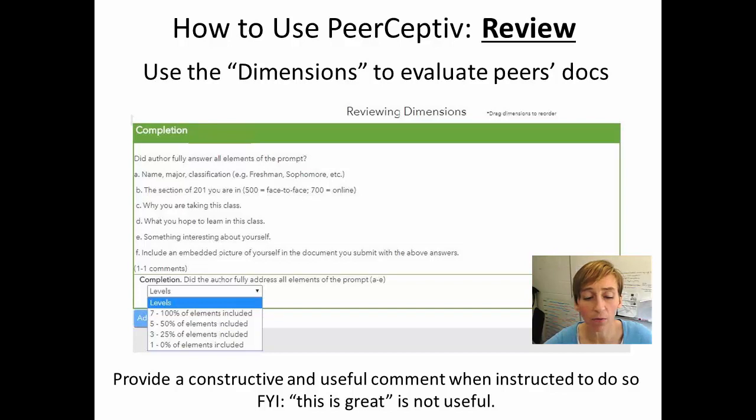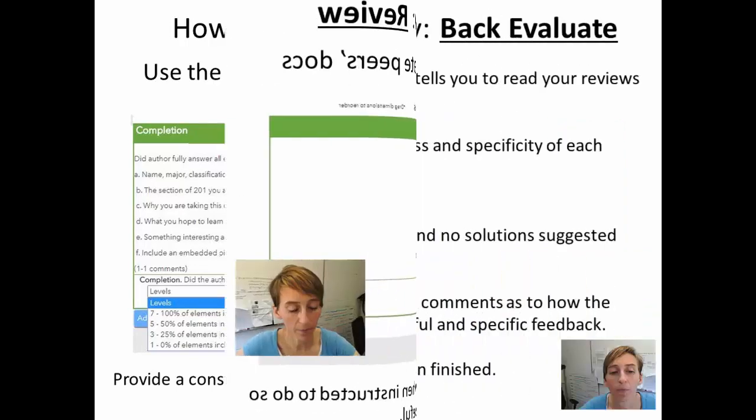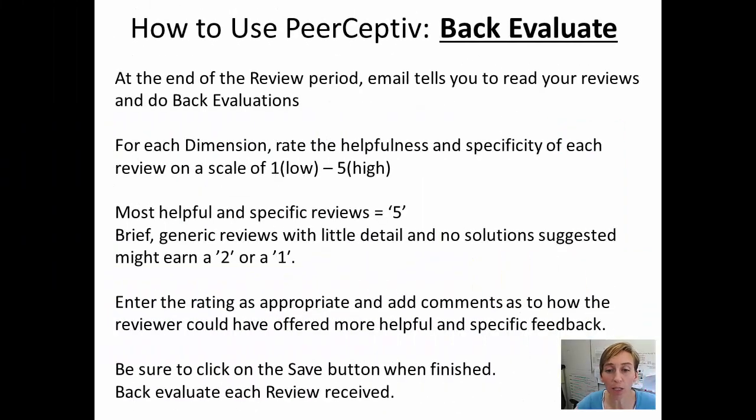Peerceptiv does not use some sort of raw scoring algorithm to calculate grades earned based on rating points given by peers. Instead, all ratings are weighted based on reviewer accuracy and normalized using statistical functions. I then use benchmark grading to determine the document score. This means that I grade a set number of assignments that sets the grading curve by which all assignments are scored and graded. At the end of the review period, you will receive notification that it's time to read reviews you received from your peers and do back evaluations.